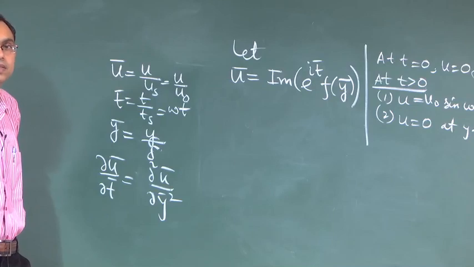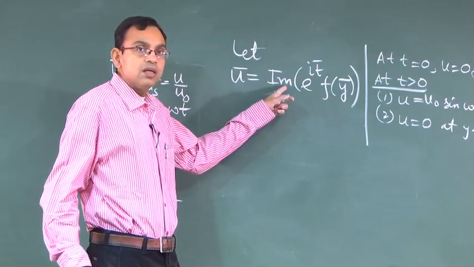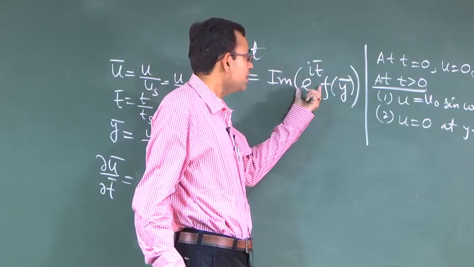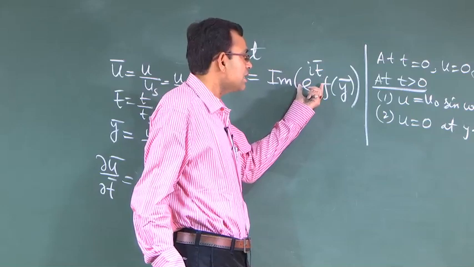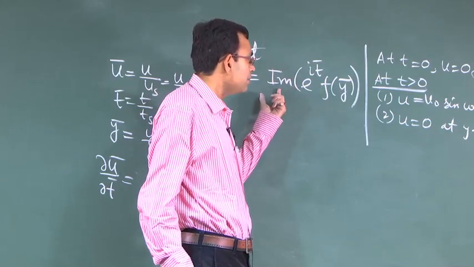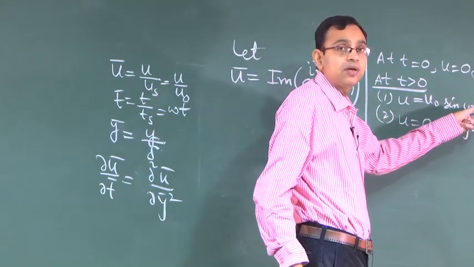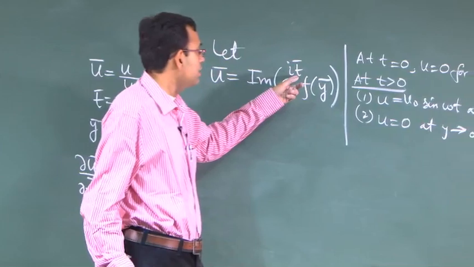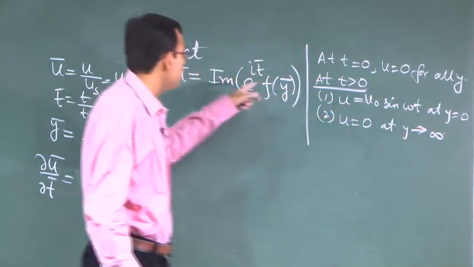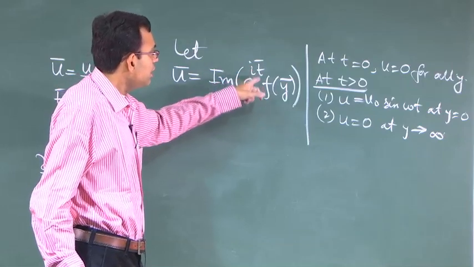Now, there is a logic behind this. It is not that arbitrary we take this. Im is imaginary. See, this is a time dependent component, this is a position dependent component. Why the time dependent component is e to the power I t? Because e to the power I t is a combination of cosine and sine. Why the imaginary component? Because the boundary condition itself is sine omega t, which is the imaginary component of e to the power I omega t, and this t bar is omega t. So, that is why imaginary. Had the boundary condition been u 0 cos omega t, then this would have been real. So, e to the power I t into a function of y.